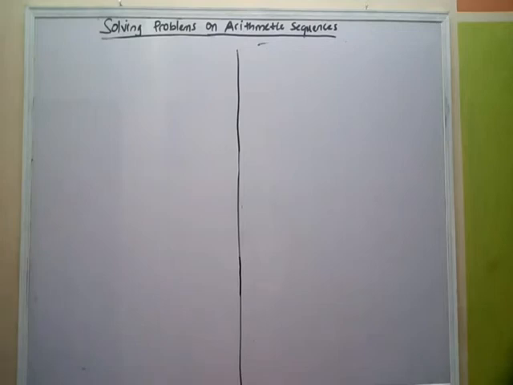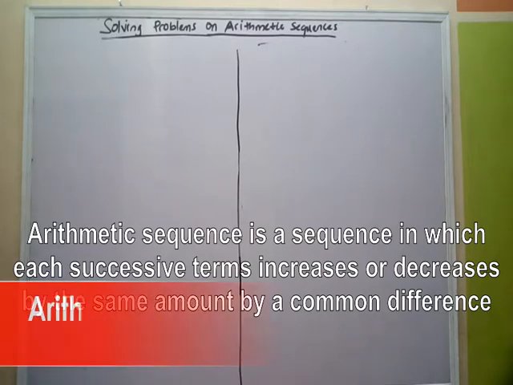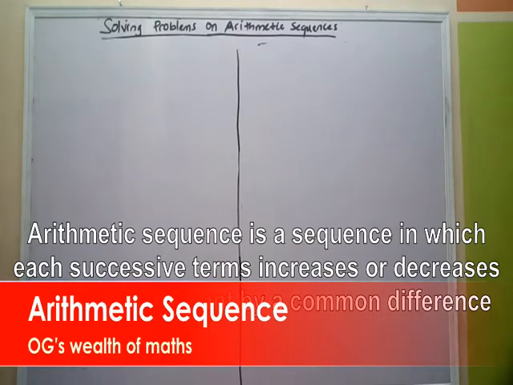Today we're going to take more problems on arithmetic sequence. In our previous video, we talked about arithmetic sequence, and I told you what an arithmetic sequence is. I'm going to say that again. An arithmetic sequence is a sequence in which each successive term increases or decreases by the same amount. Now today we want to see more problems.